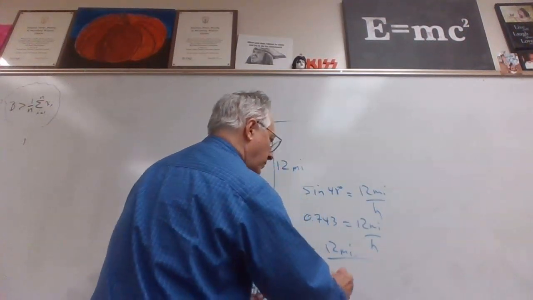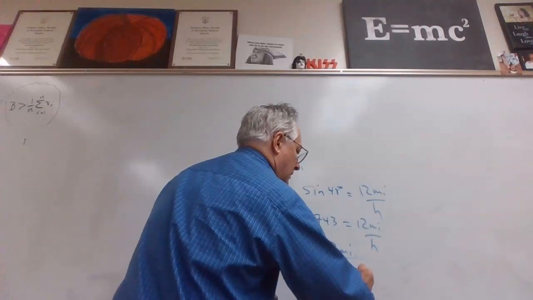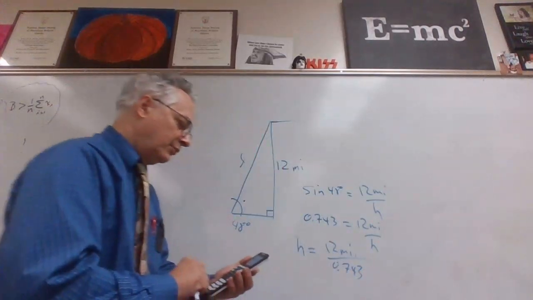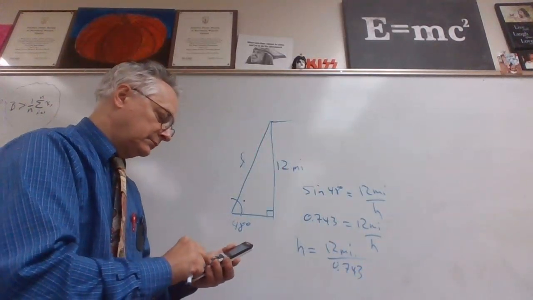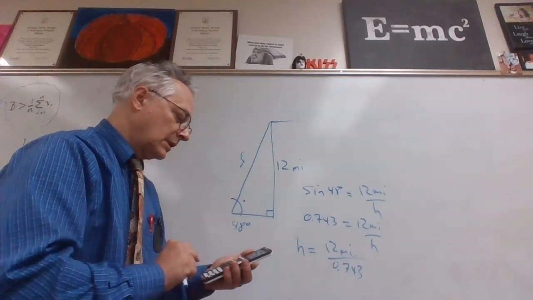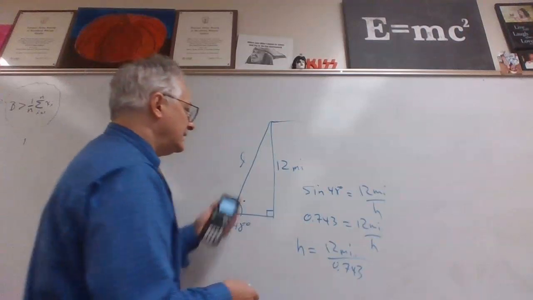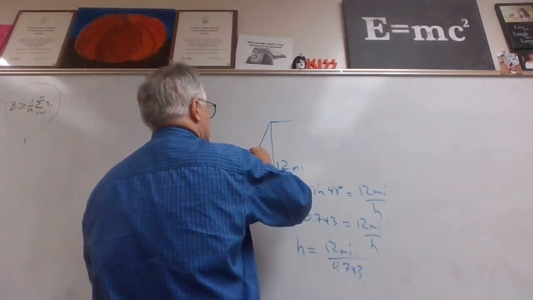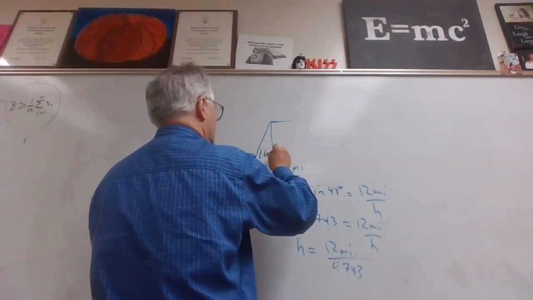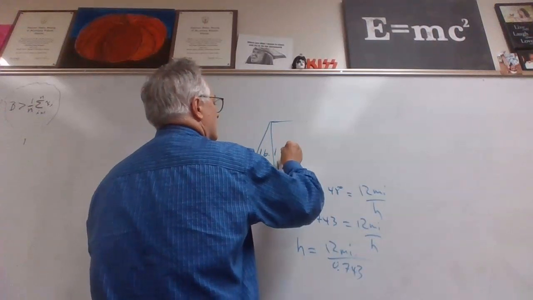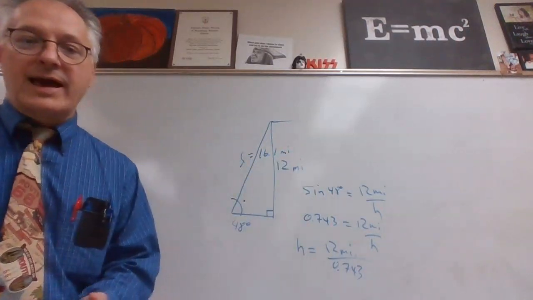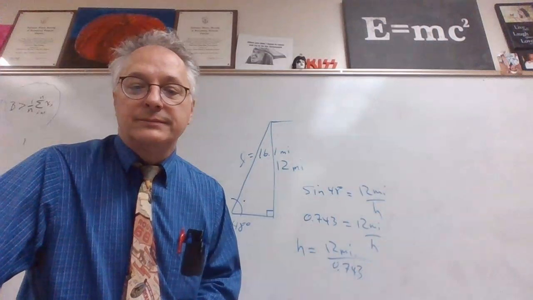It's a goofy problem. Divided by 0.743. So the length of your ladder is 16.1 miles. That's a big ladder.